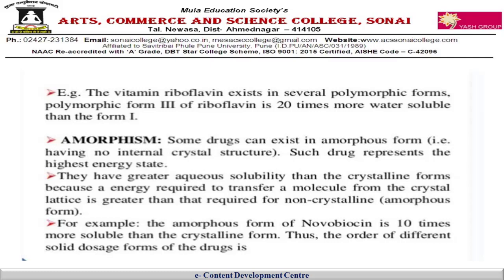For example, the amorphous form of novobiocin is 10 times more soluble than the crystalline form. Thus, the order of different solid dosage forms of the drug.